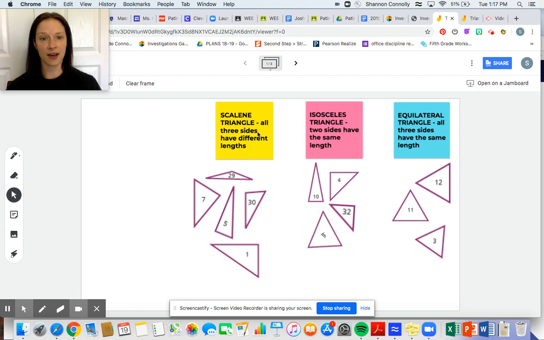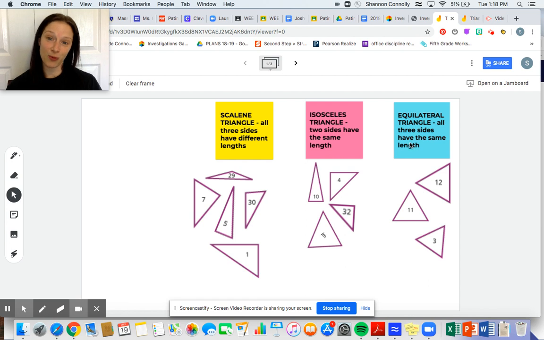Okay, we have scalene, where all three sides are different lengths. We have isosceles, where two sides have the exact same length. And then we have equilateral, where all three sides are the same. So this is just one way to classify triangles, and it's by the length of their sides.